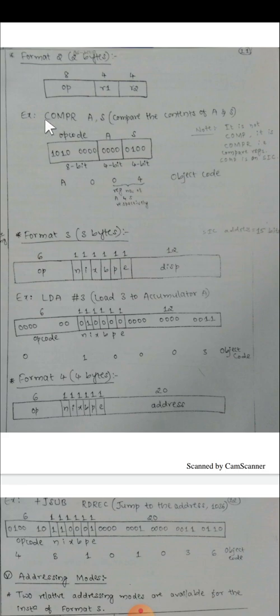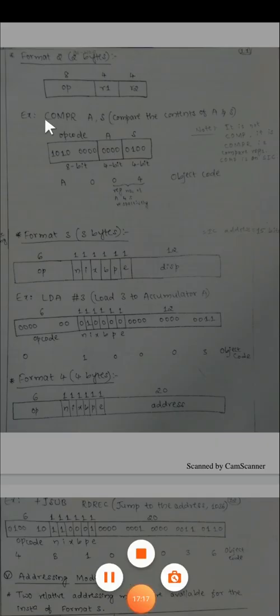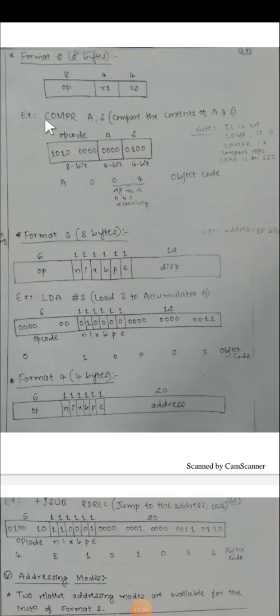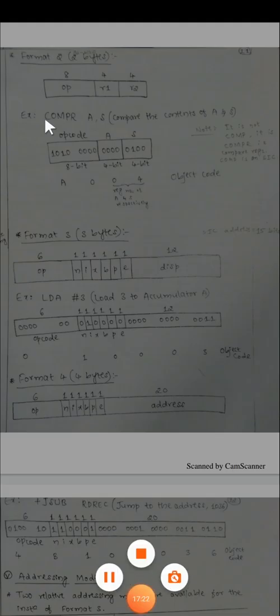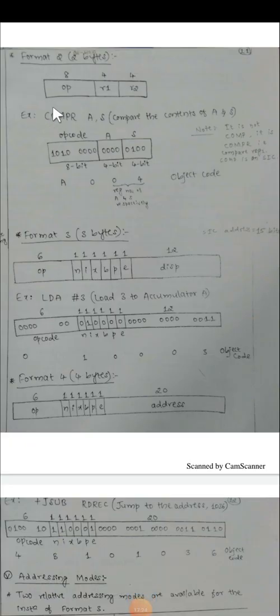If R is not present there, then it will be COMP, the compare instruction, which we can use in SIC also, because it is available in the SIC machine also. But here this is not COMP, it is COMPR. It means here we compare the registers. Which registers does it want to compare? It wants to compare these two registers, register A and register S.